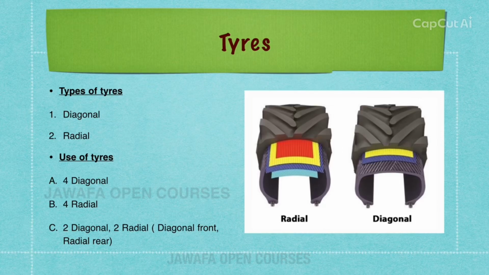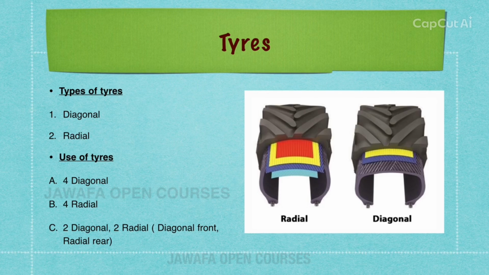Now, the next topic is tires, and this is also very important because at least two questions in the exam definitely come from this topic of tires. So, the first thing about tires is how many types there are. There are two types of tires, radial and diagonal.